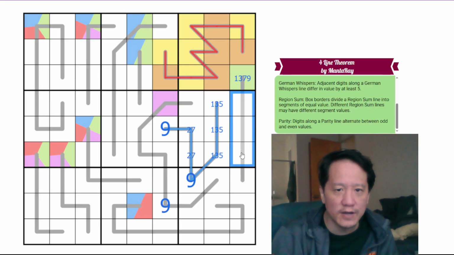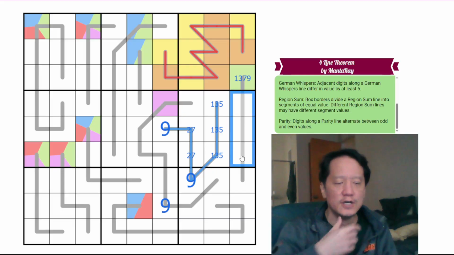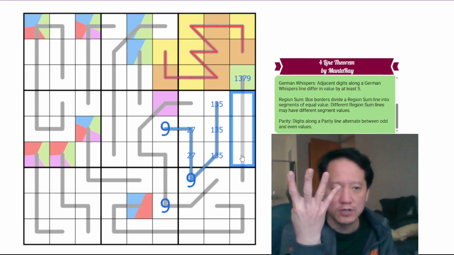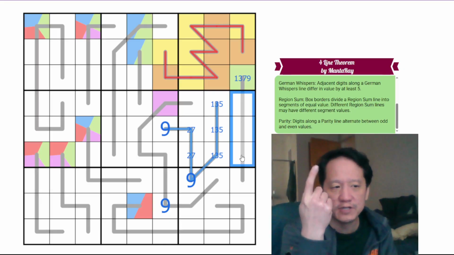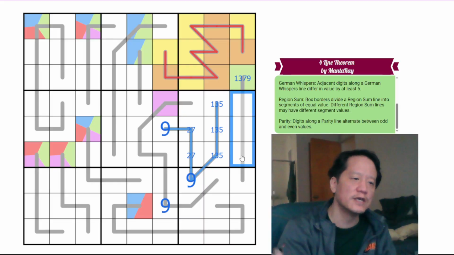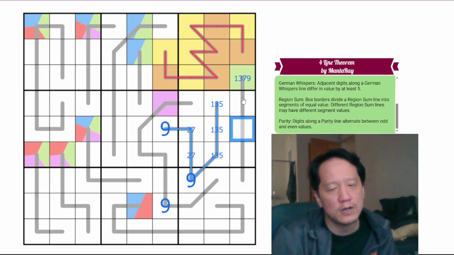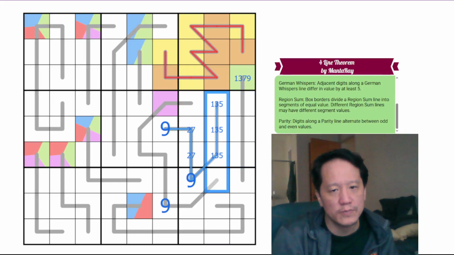Right? On a Whisper 5 line, you'll always alternate between low digits and high digits, because what digits can be next to a low digit? 1 can be next to 6 through 9, 2 can be next to 7 through 9, 3 can be next to 8 or 9, 4 can be next to 9, all which are high digits, and it works the other way around too. But 4 could not be next to 2 unique digits here, so that can't work. So, cannot be 1, 3, 5.